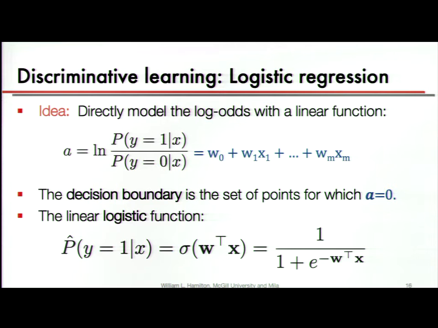And if we think about the decision boundary variation of this, the decision boundary is the set of points for which this a equals 0. So it's the set of points for which this linear equation equals 0. That's our separating boundary. So again, here we have both a probabilistic interpretation as well as an interpretation in terms of a decision boundary.